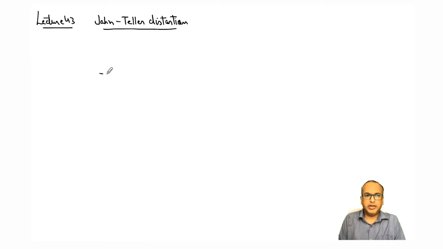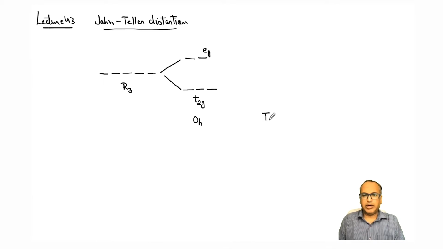So initially, if the d orbitals are in spherical symmetry for an isolated atom, we saw that under an octahedral field they undergo splitting, which is pictorially depicted like this, where the T2g set of orbitals undergo stabilization and the Eg set of orbitals undergo destabilization under an octahedral field. And under a tetrahedral field, the reverse was seen, right?